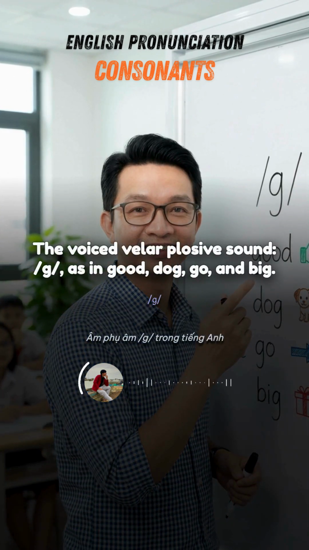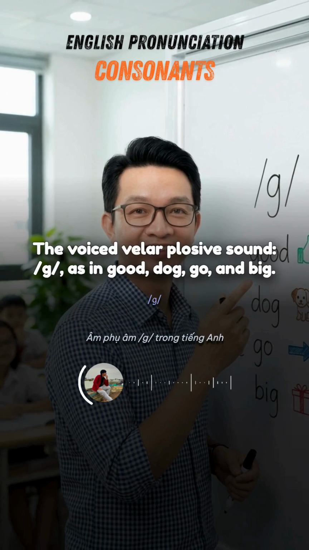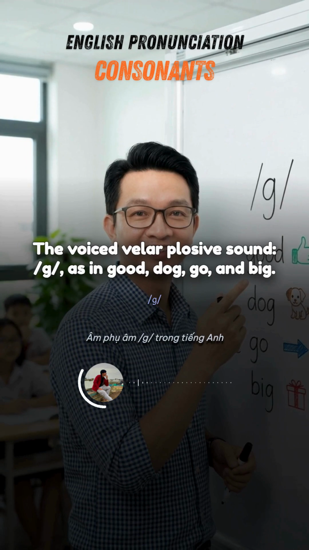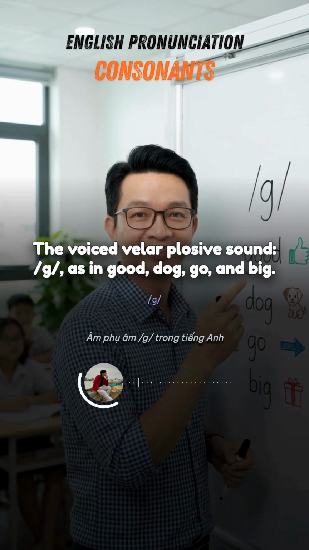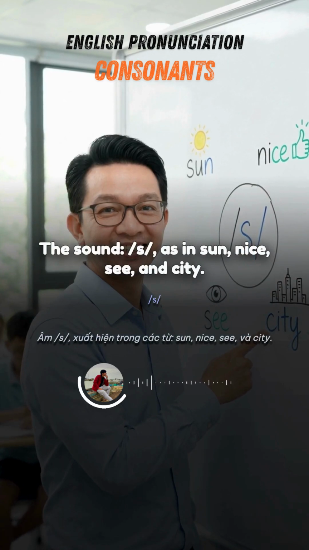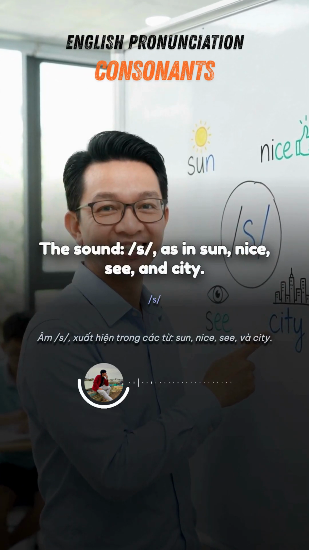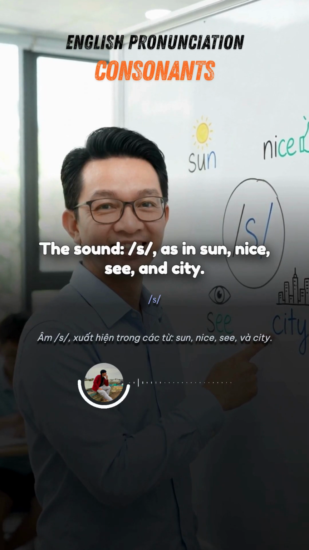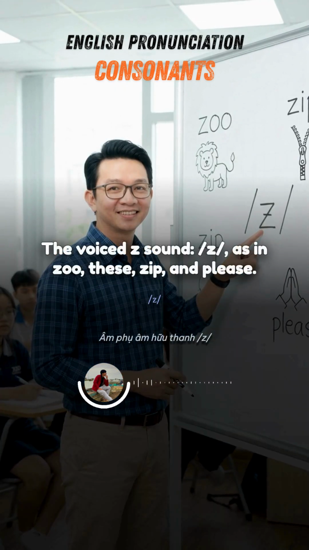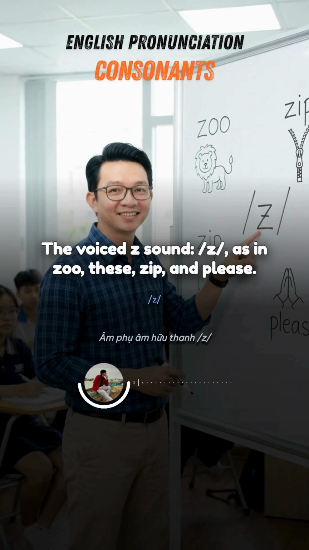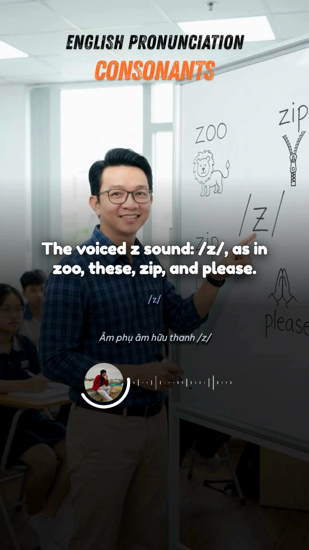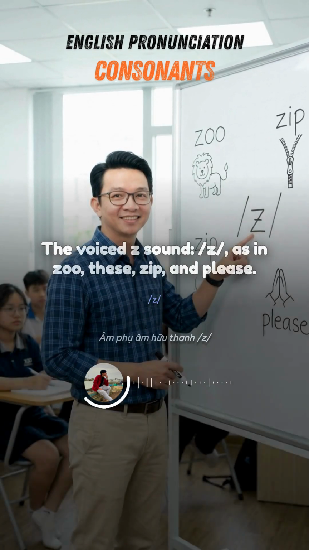The voiced velar plosive sound, G, as in good, dog, go, and big. The sound S, as in sun, nice, sea, and city. The voiced Z sound, as in zoo, these, zip, and please.